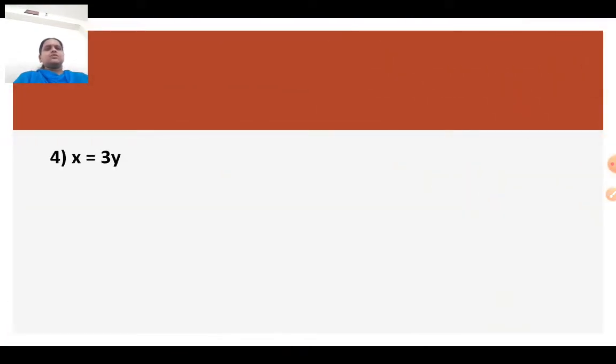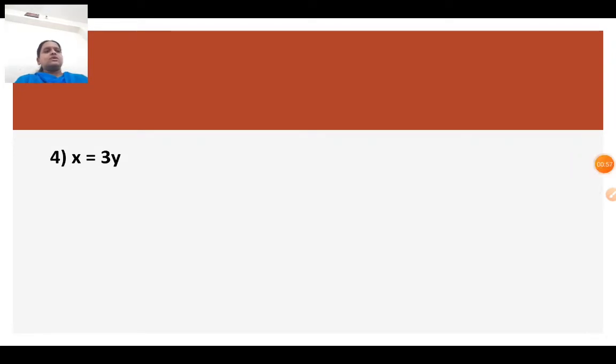Listen carefully again. Exercise 4.1, question number 2, the fourth sum. What is the fourth sum? x equal to 3y. Do you remember the question? What was the main question? We have to write it in standard form and find the values of a, b, c. Please check the textbook again. Okay, so let me continue with the solution.